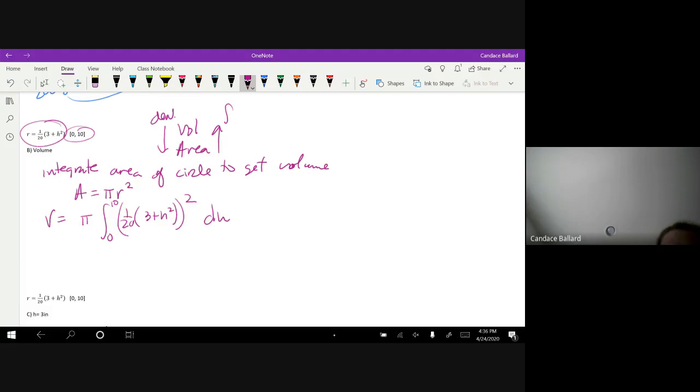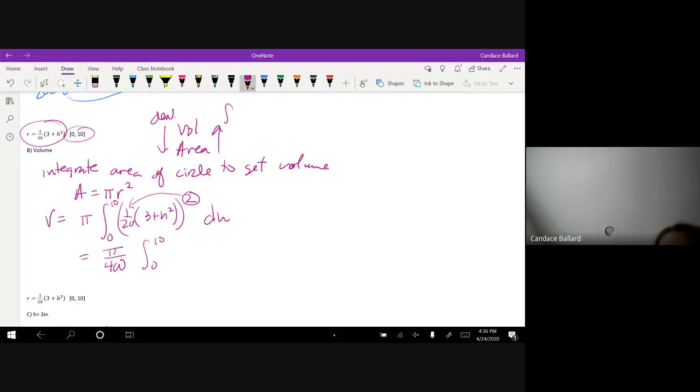Where was I going with this? I'm going to square things, so I'm going to do a little bit of algebra here. First of all, if I square this piece here, I get 1/400, which I'm going to put out in front. So I take that coefficient and put it out in front as pi over 400.